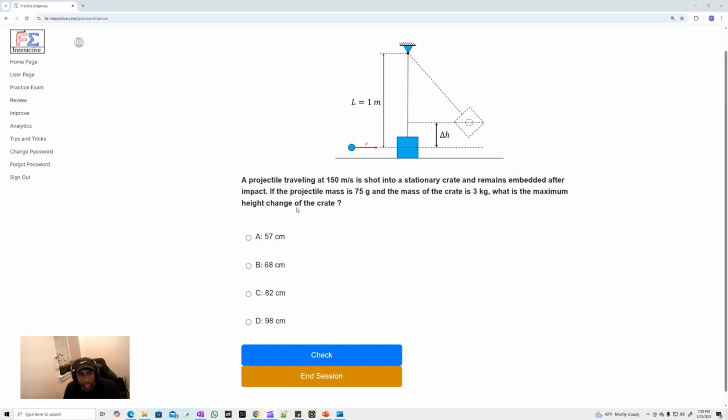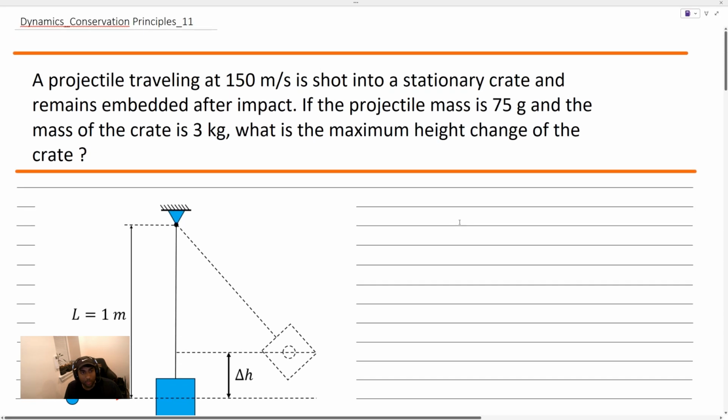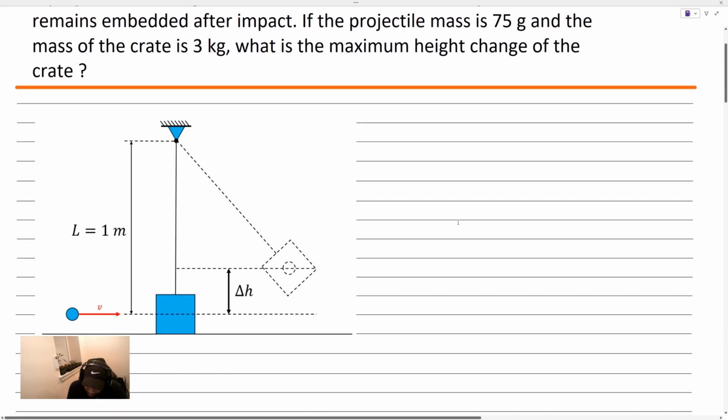It says a projectile traveling at 150 meters per second is shot into a stationary crate and remains embedded after impact. If the projectile mass is 75 grams and the mass of the crate is 3 kilograms, what is the maximum height change of the crate? So this is a dynamics problem. It's one of my favorite topics to go through, so I'm excited to be doing this problem.